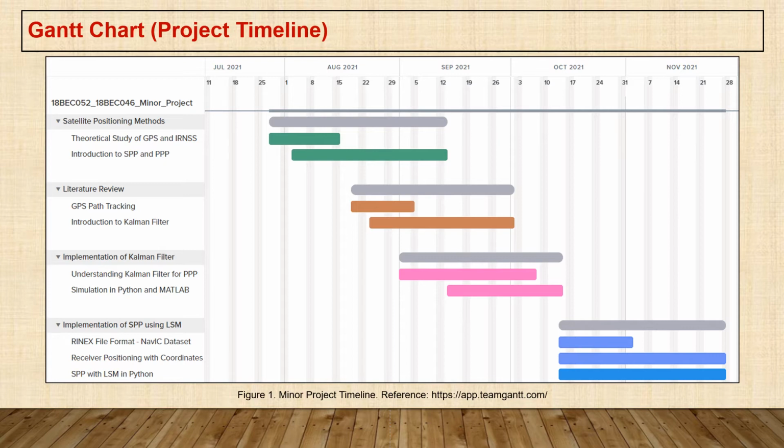Phase number 4 included the implementation of SPP using LSM, which was finally done via the RINEX file format with the NavIC dataset, and the receiver positioning with the proper coordinates was obtained on the map. And the SPP was carried out with LSM in the software Python.